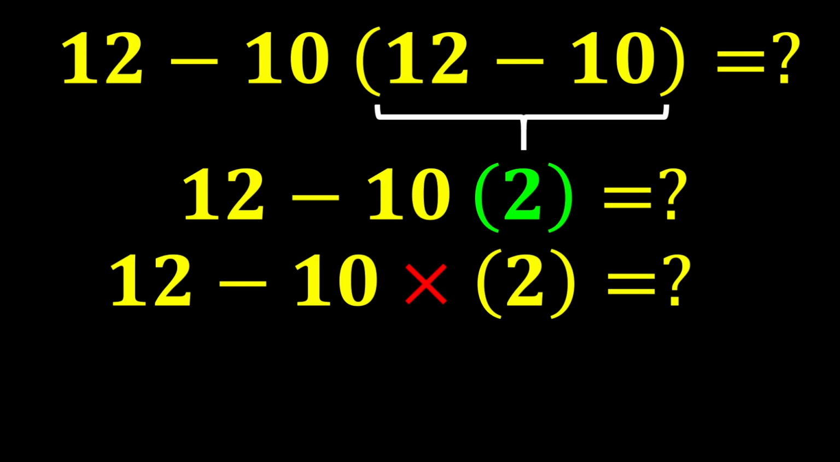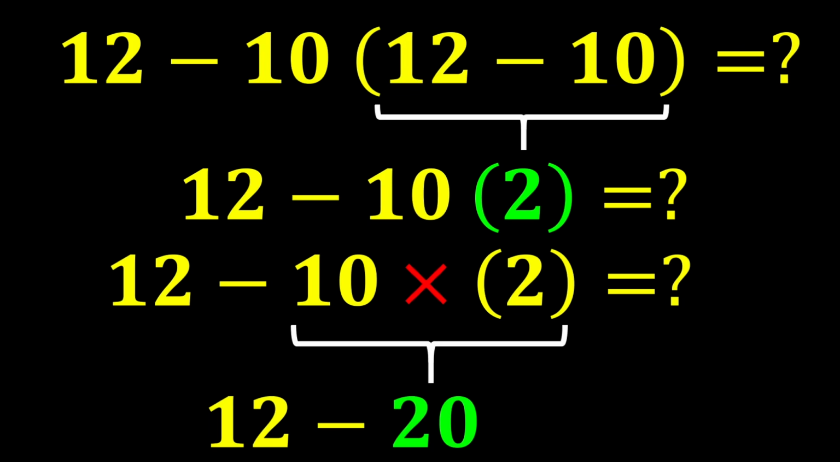In this expression, there is one subtraction and one multiplication. According to PEMDAS, multiplication has a higher priority than subtraction, so we first calculate 10 times 2, which gives us 20. In the end, 12 minus 20 gives us -8, which is our final answer.